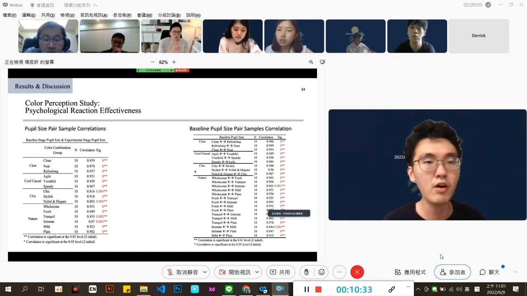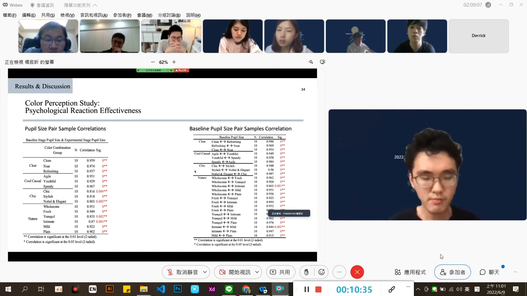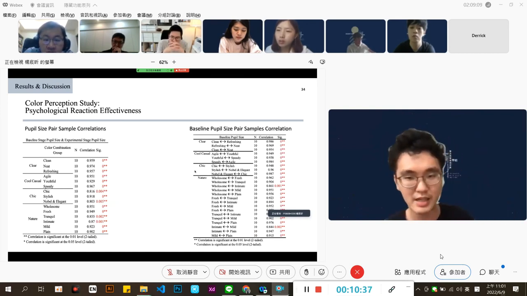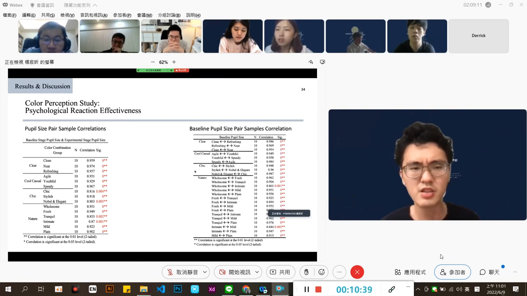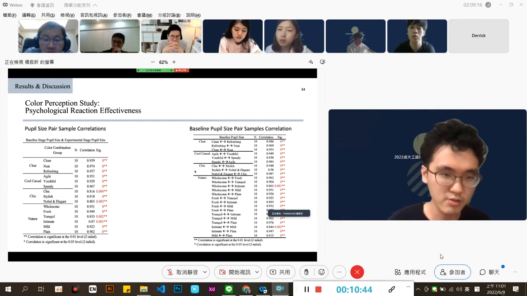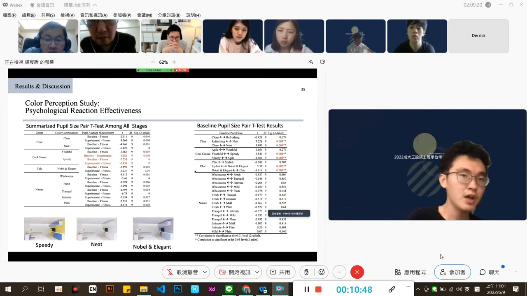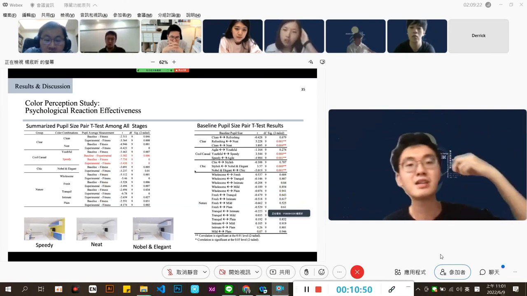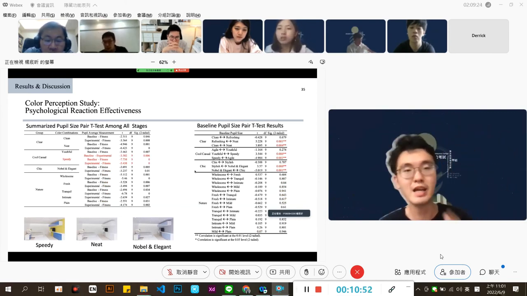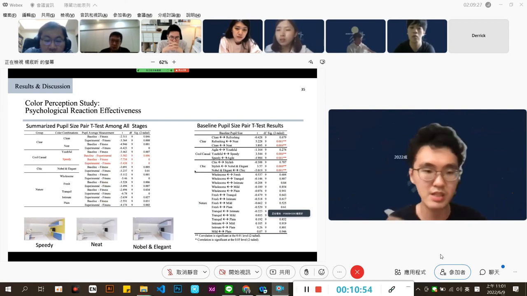As for the emotion part, when we applied these colors inside this united occasion, there was no significant emotional difference by the paired t-test result. The paired t-test also indicates that although there is no emotion effectiveness, there is optic system or design effectiveness when we are using some specific color combinations.